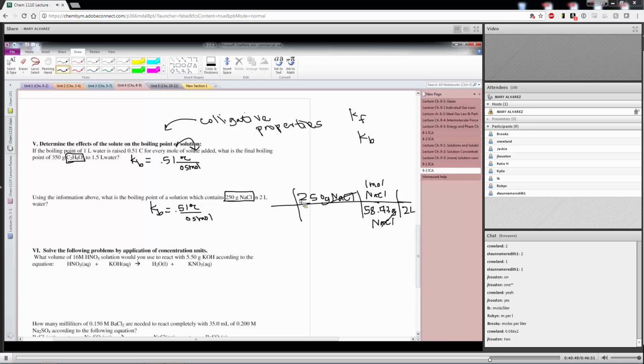I got to molarity, but I need osmolarity. So what do I need to do if I'm talking about sodium chloride to go from molarity to osmolarity? Times by 2, because there will be 2 sets of ions in solution. So multiply by 2. So 2 ions for every 1 sodium chloride.